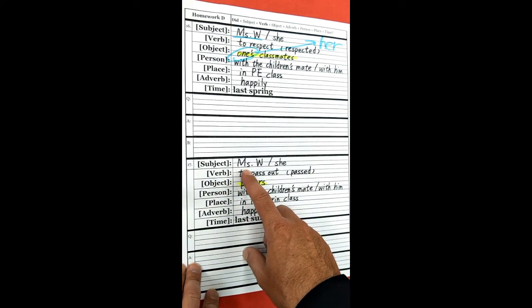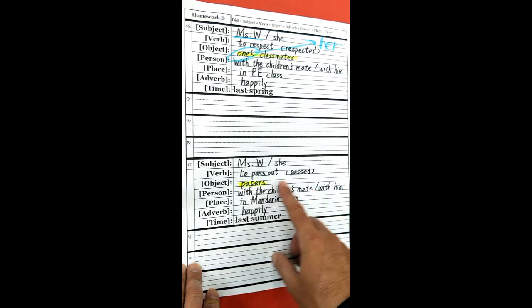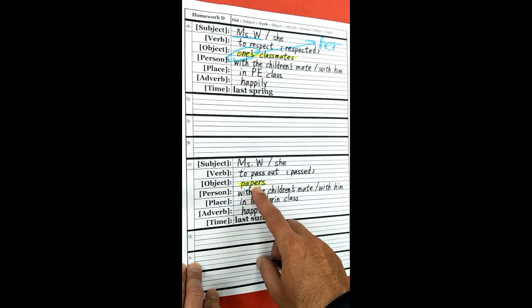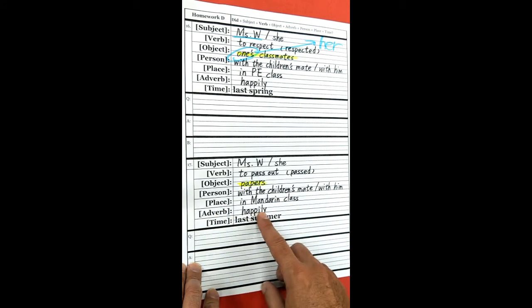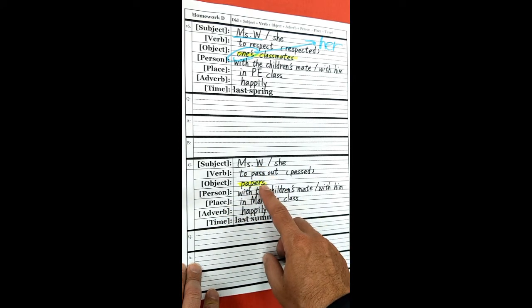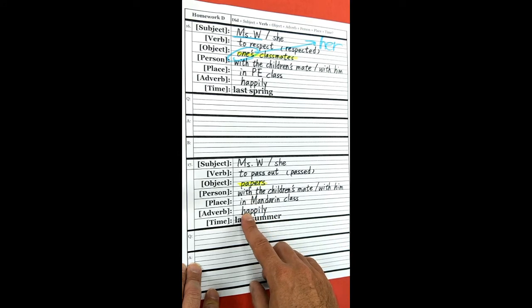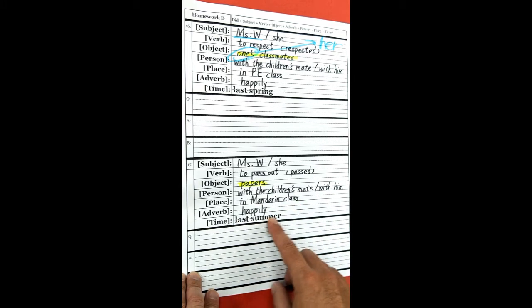17. Subject, Ms. W. She. Verb, to pass out, past. Object, papers. Person, with the children's mate, with him. Place, in Mandarin class. Adverb, happily. Time, last summer. Did Ms. W pass out papers happily with the children's mate in Mandarin class last summer?